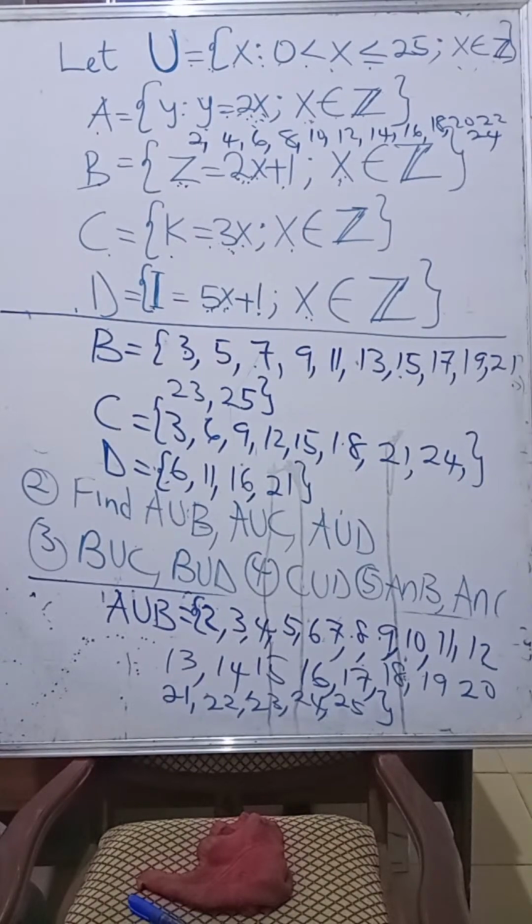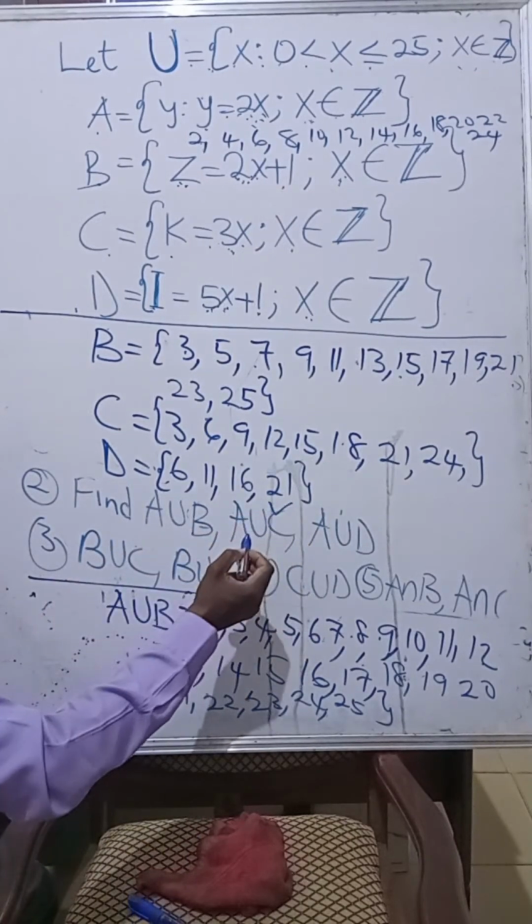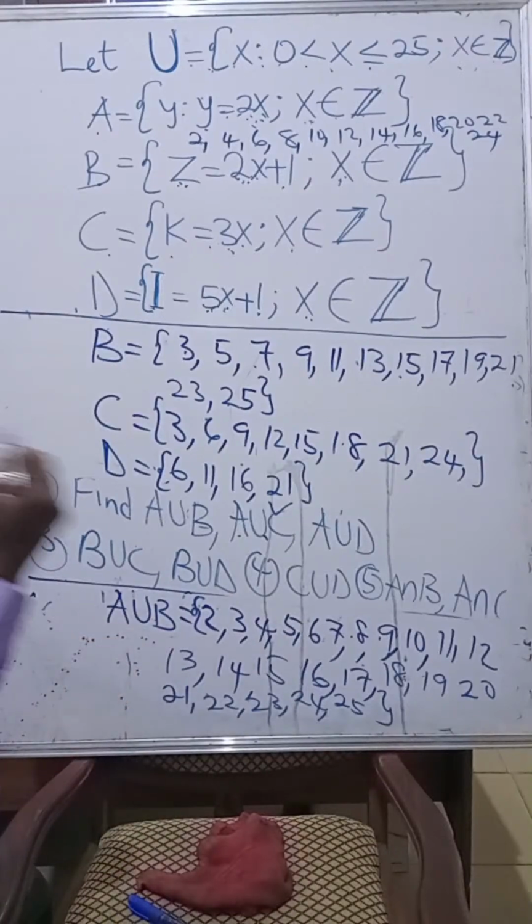Okay, let's find A union C. Let me see what you get for A union C in the comment section. So let me go to A union D.